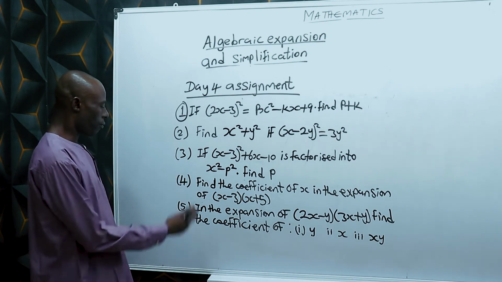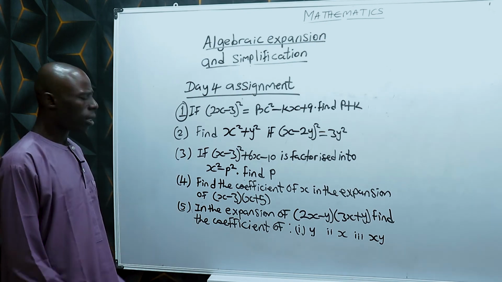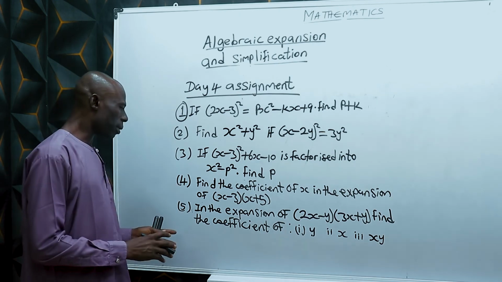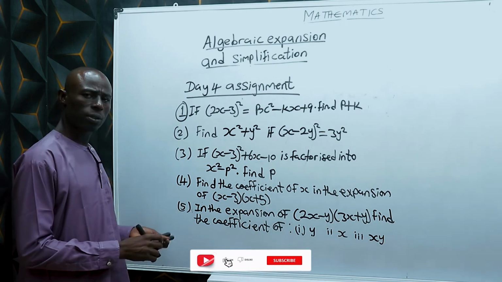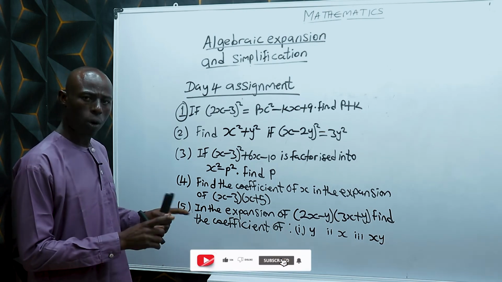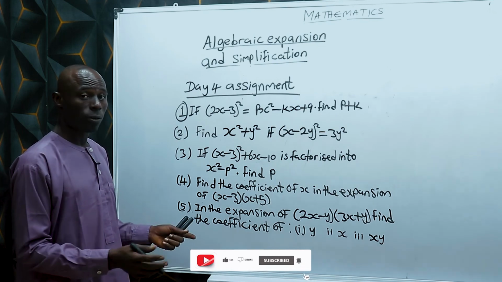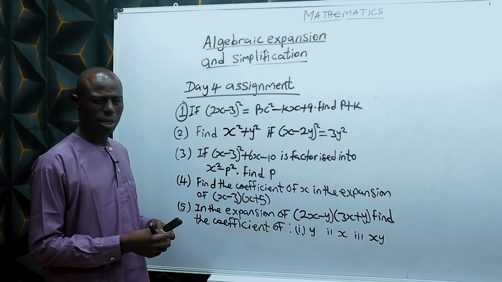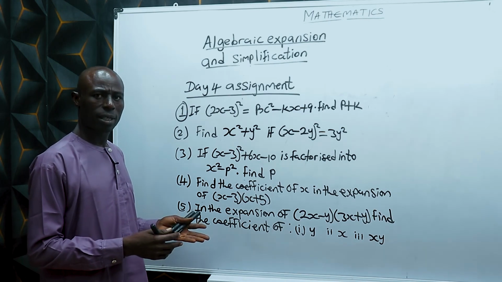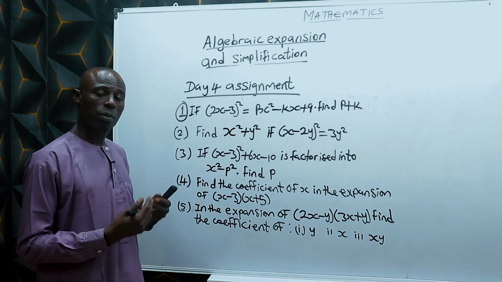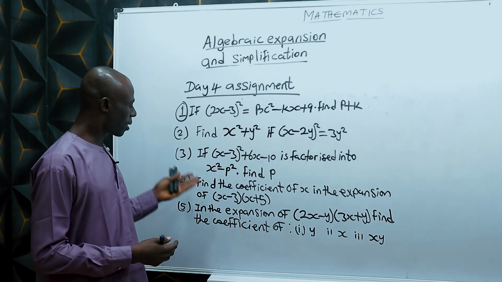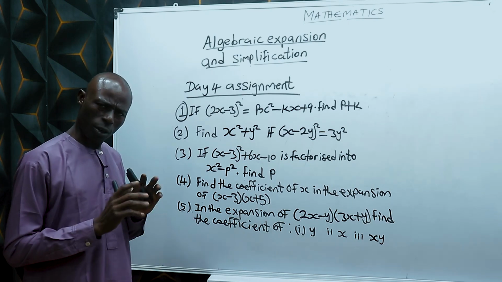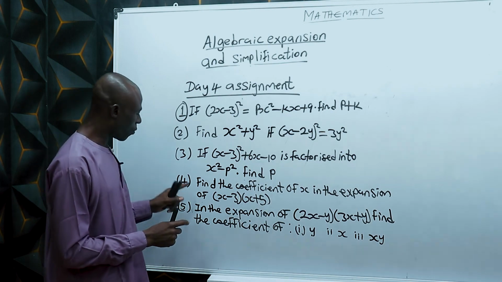Number 3, 4, and 5. Yes, questions 4 and 5 are a mixture of expansion of algebraic terms and coefficients. In the course of our discussion in our previous classes, even today, I have mentioned times without number, cases of coefficients. So, I want to believe that is enough for you to be able to answer questions 4 and 5.